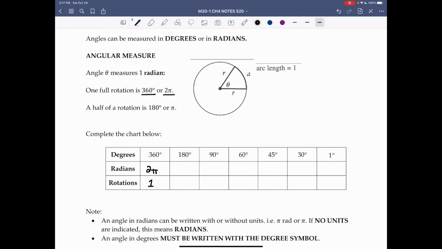180 degrees is a half a rotation. How many radians would that then be? Well, if we take the full rotation of 2 pi and multiply it by 1/2, we get pi radians. 90 degrees, a rotation of 90 degrees, that would be here, that's 1/4 of a rotation. Then how many radians would it be? Start with 2 pi, a full rotation, times 1/4, we get 2 pi over 4, which simplifies to pi over 2.